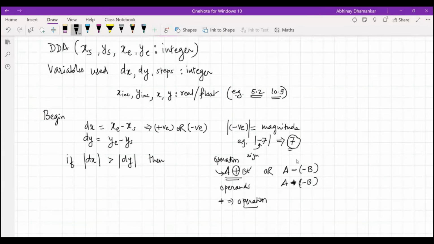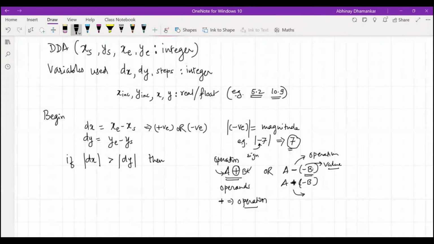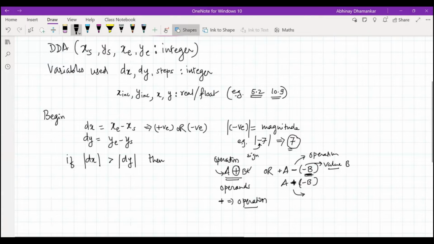In the same way, this is the operation to be done: negative operation, positive operation, add operation on a negative value. Okay, now this is the value sign. Negative b value, okay, negative value. So this sign is associated with this value. This is a positive value. So try to differentiate between these things. Let it be as it is.